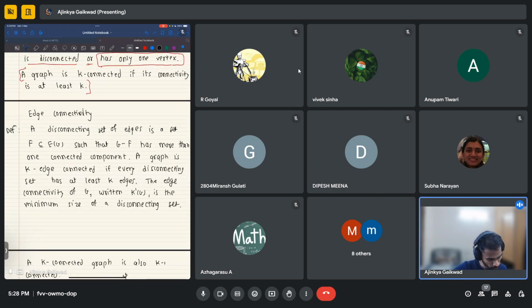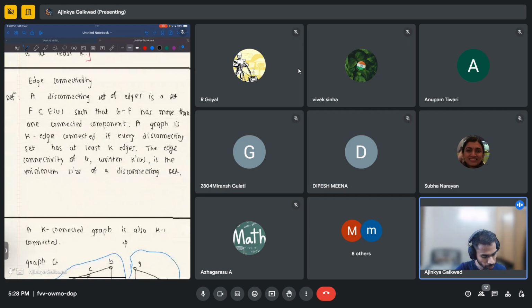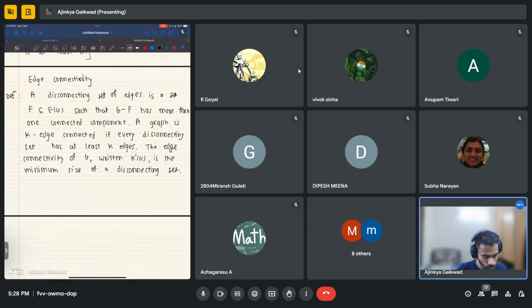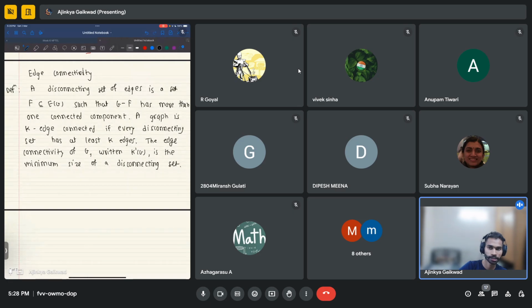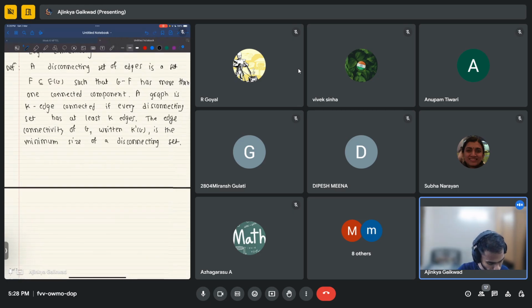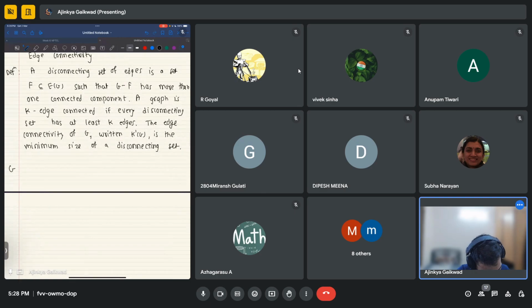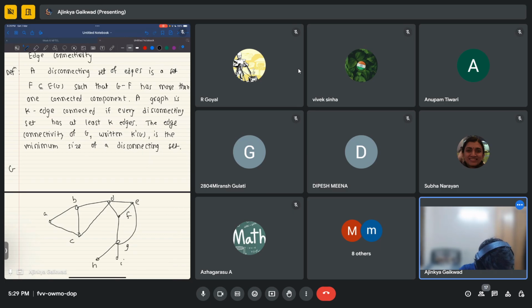Okay, so here is an example. Let me start with a few examples. Let's understand this edge connectivity definition through an example. Let me give you an example of a graph G. Let's say I have A, B, C, I have D, E, F, and let's say there are G, H, I.